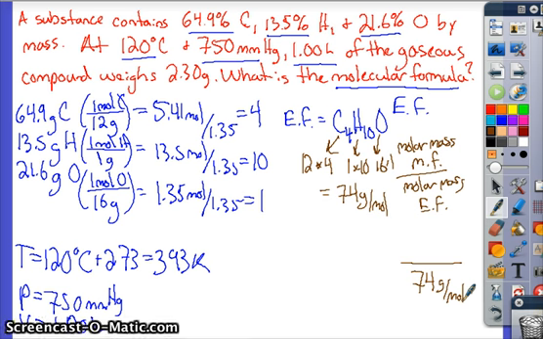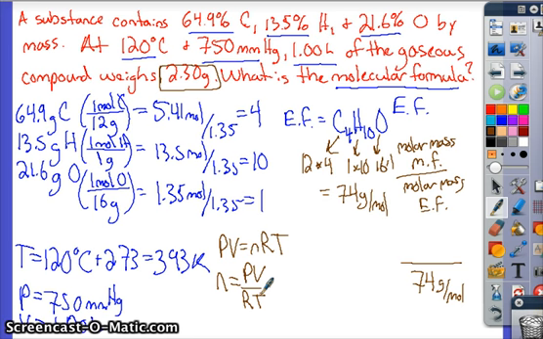Now, we look at what we're given in the problem. We're given a temperature, a pressure, a volume. We're also given a mass of the substance. And if we're going to determine molar mass of the substance, we need to know grams, and we need to divide that by the number of moles. So we go back to our PV equals nRT formula. We have enough information in this formula to solve for n, number of moles, so we rearrange the equation to solve for n.